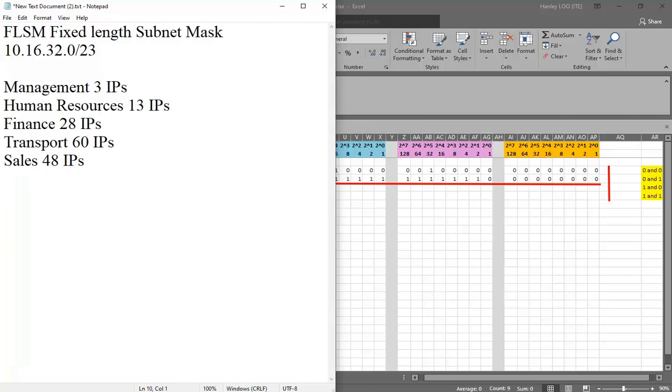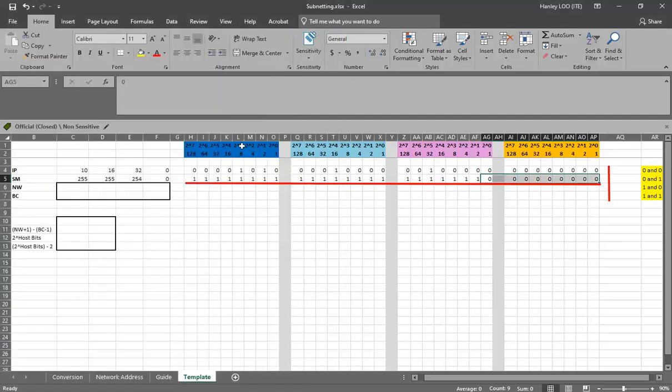So we can see that we have 5 different departments. Basically, that means I need to have at least 5 different subnets. And how do we create at least 5 different subnets? We will need to look at the subnet mask and play around by borrowing host bits.